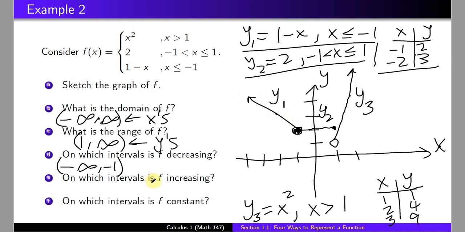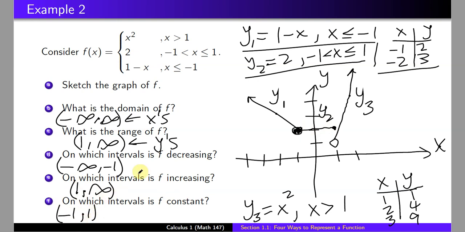Where is it increasing? Well, it looks like you have to look on y3. The x values there would be from 1 to infinity. And then finally, on which intervals is f constant? Well, it looks like over y2, that portion. So it looks like from minus 1 to 1.